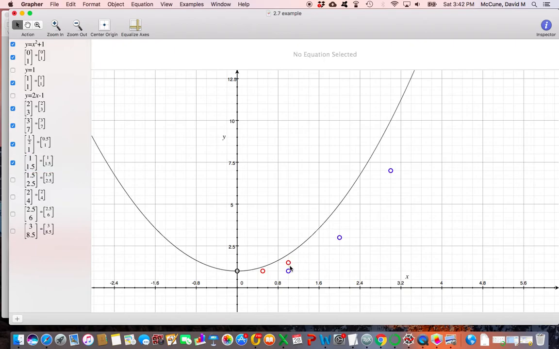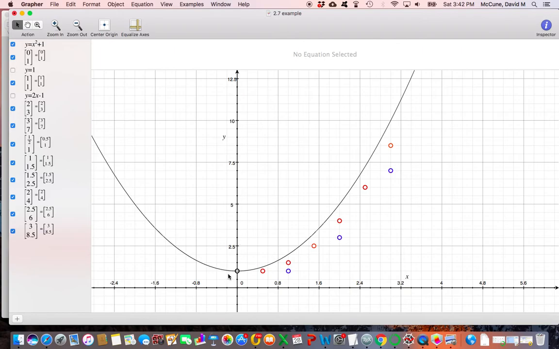This is 1 comma 1.5. Then the next point was 1.5, 2.5. The next point was 2, 4, and so on. So I have the next couple going here. So notice the red dots, if you were to connect them by lines, right? A line there, line there, line there, line there. It's piecewise linear. The linear pieces are smaller because your step size is smaller.